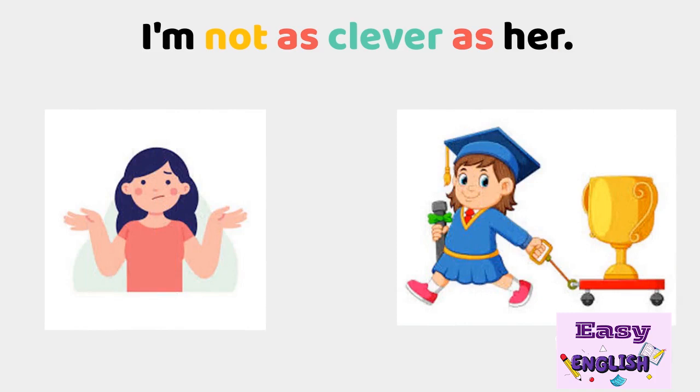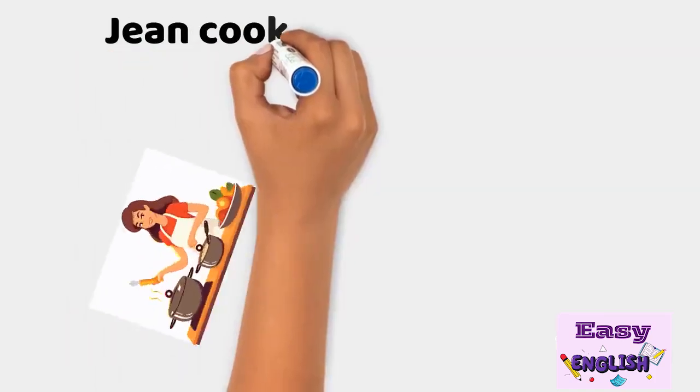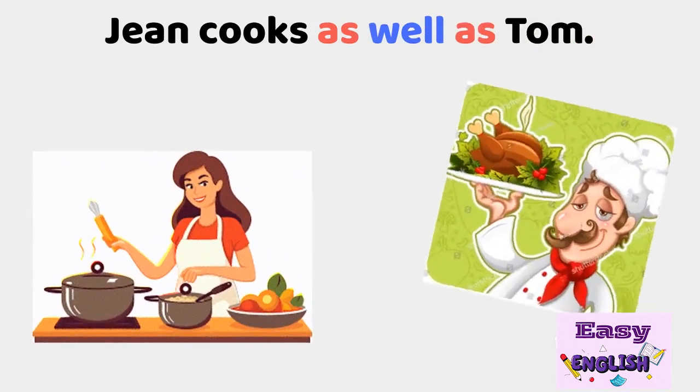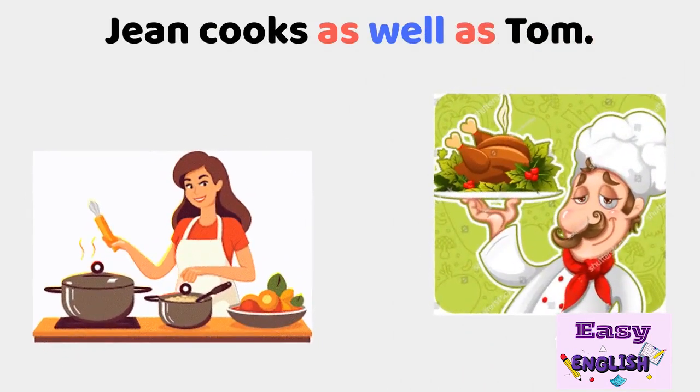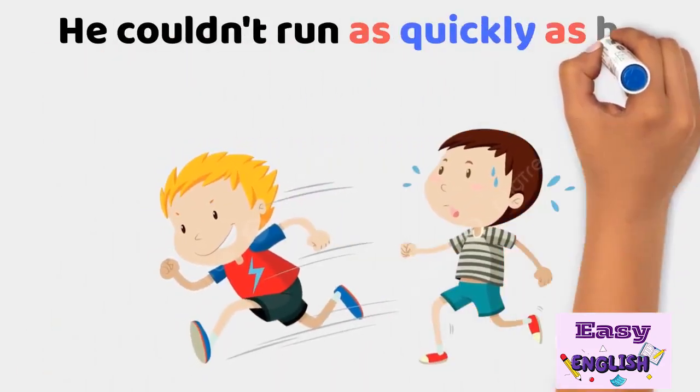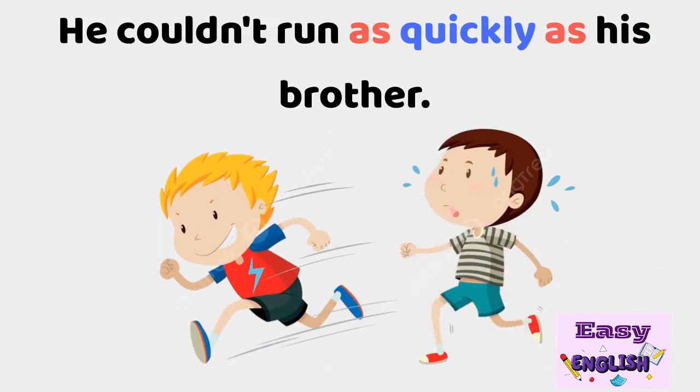Part 2. We can also use as plus adverb plus as, like as well as. For instance, Jean cooks as well as Tom. In this sentence, I mean Jean and Tom are both good cooks. He couldn't run as quickly as his brother. In this sentence, I mean his brother ran more quickly than him.